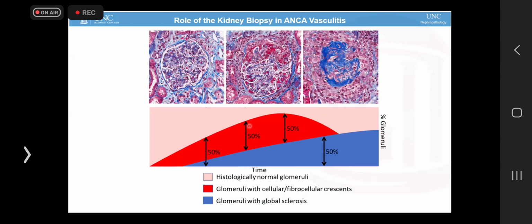So that's a quick view of the evaluation of the kidney biopsy and what lesions are important in predicting outcomes of your patients and making decisions about treatment of your patients.